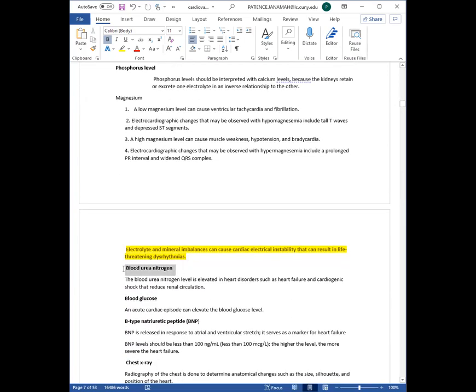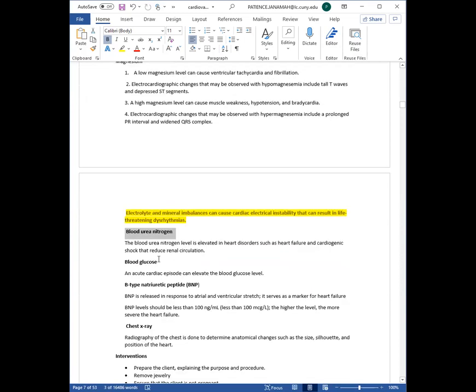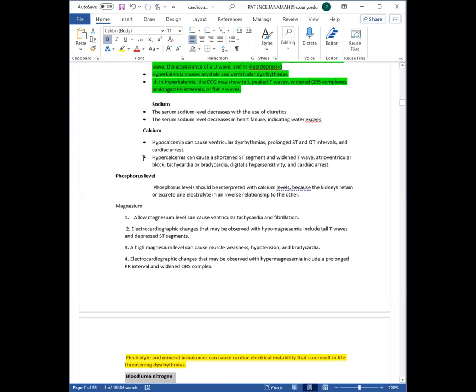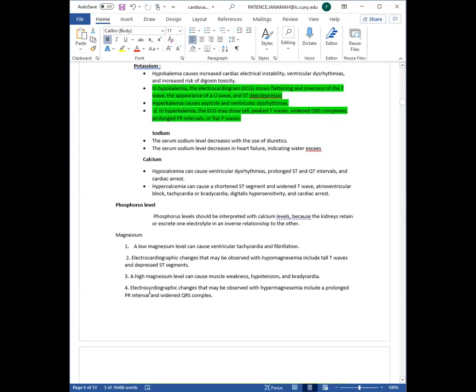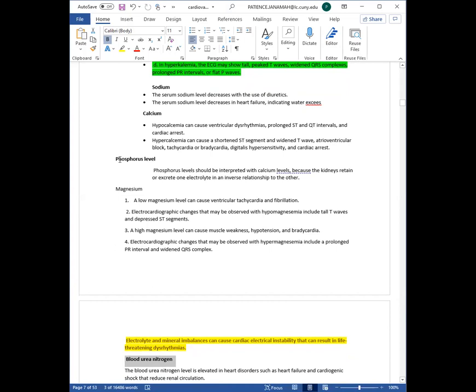So we also want to know the BUN, blood urea nitrogen. The blood urea nitrogen level is elevated in heart disorders such as heart failure and cardiogenic shock that reduce renal circulation. So anything that affects renal circulation, when we talk about, which one did we mention about the kidney as well? That was the phosphorus level.